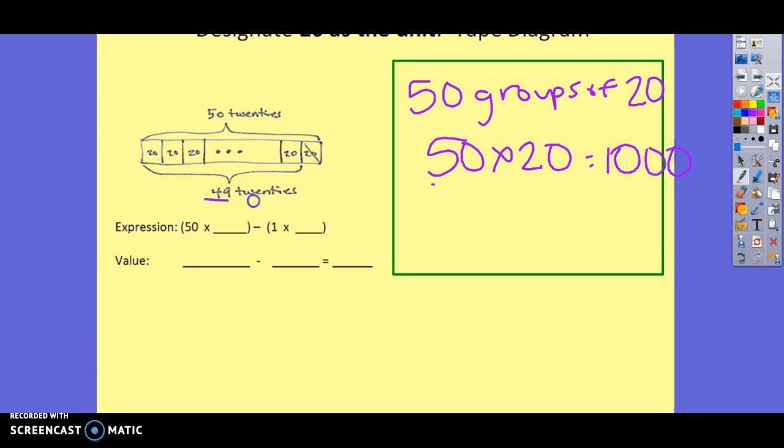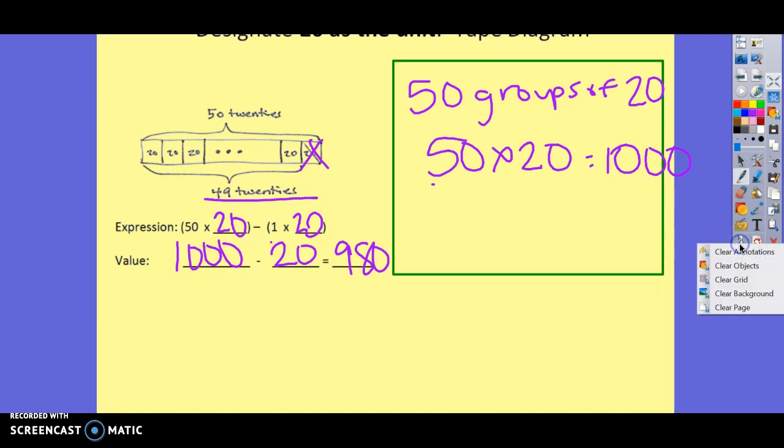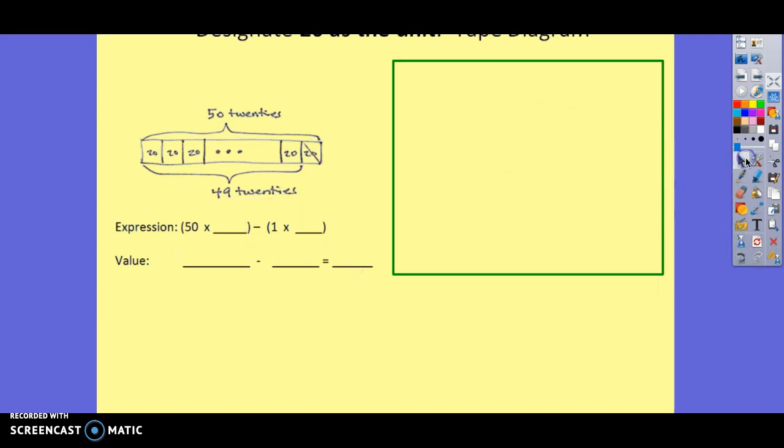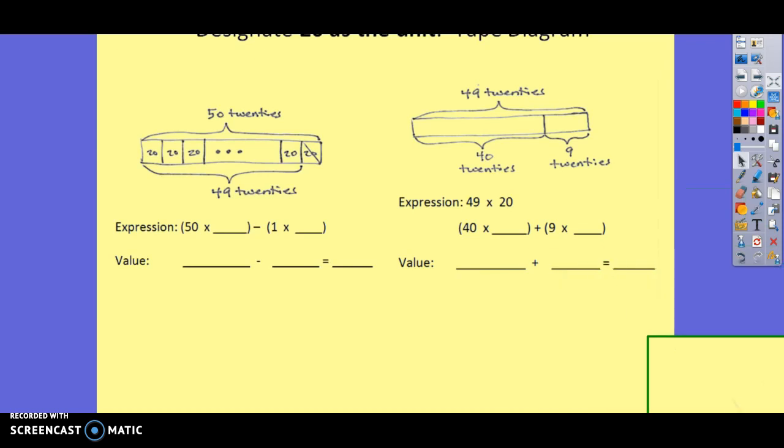But that's not what we're looking at. We want 49 of them. So we're going to cross out that last one. We're going to do 50 times 20 minus 1 times 20. Just like we took away the 8 before, we would take away a 20 here. So 50 times 20, we said was 1,000. Minus 1 times 20, which was 20. You get 980. And if we clear our screen here, we'll be able to see our hint.